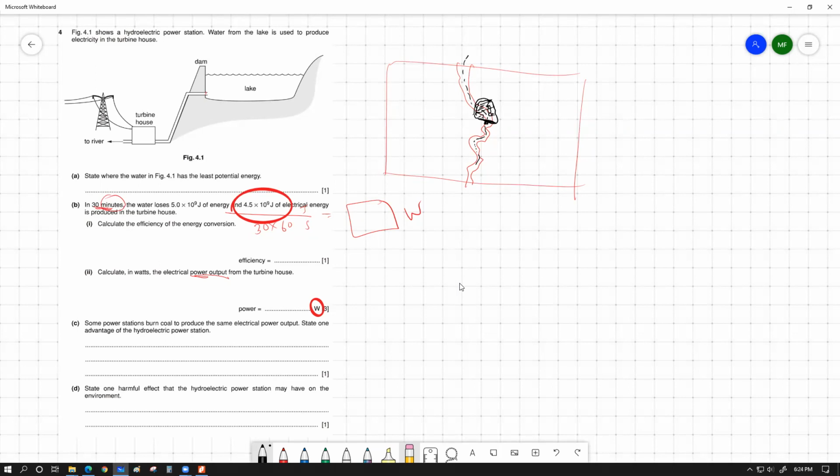So that's the problem that I'm saying, that every single time we make a hydroelectric power station, you have to accept the fact that a lot of available lands, important lands, are going to go underwater. And that's one of the biggest harmful effects of a hydroelectric power station, if you ask me.